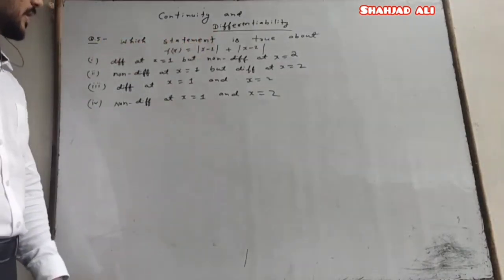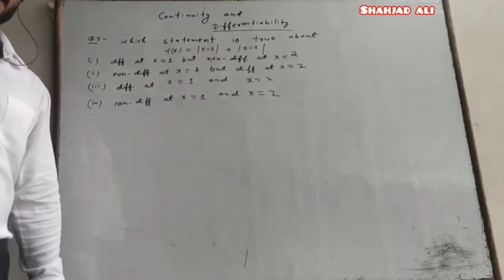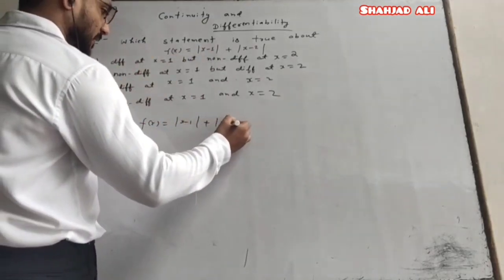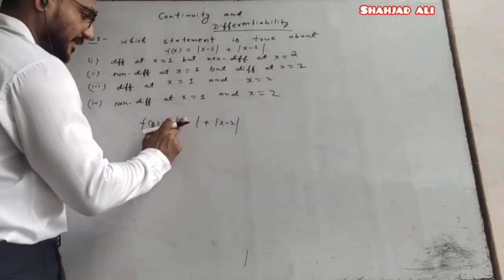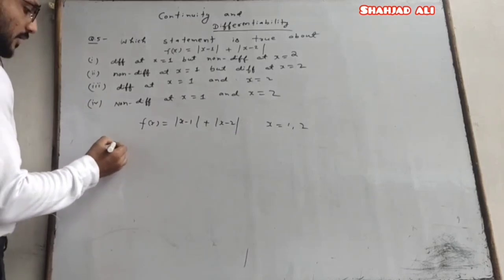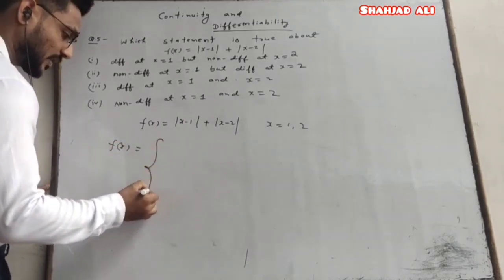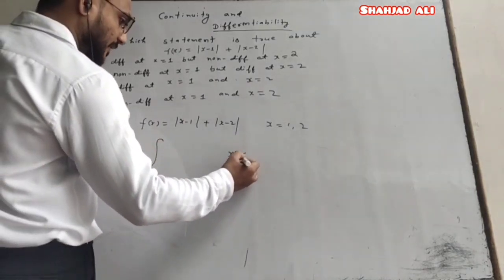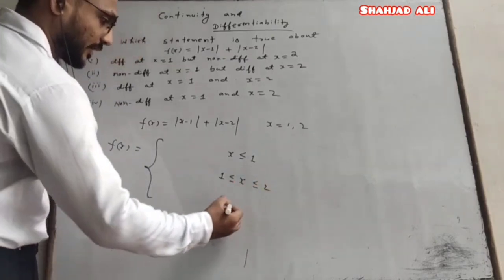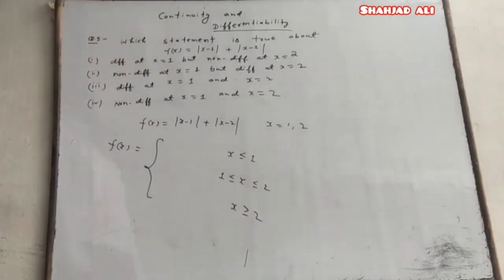Okay, so this is the next question. Which statement is true about f(x) equal to mod x minus 1 plus mod of x minus 2? Here we can see that there are 2 points, x is equal to 1 and 2. So we will solve for 1 and 2. f(x) will become 3 pieces: when x is less than or equal to 1, second, when x is between 1 and 2, and when x is greater than 2. Very important, just focus on it.